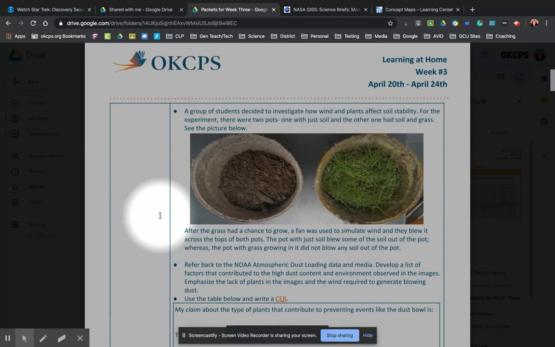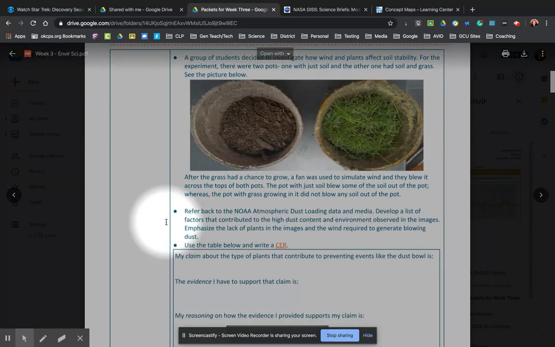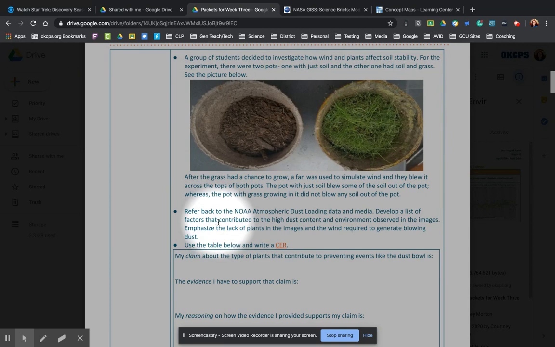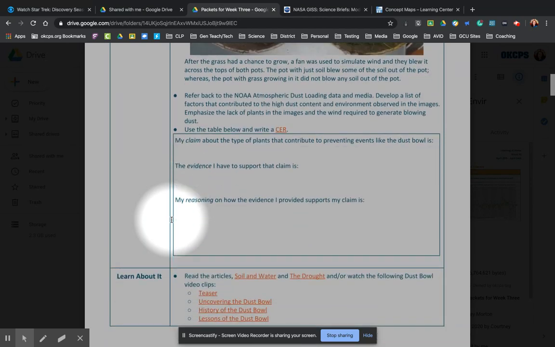Now, to get into a little experiment here, look over this material. And you're going to refer back after reading that this part up here, refer back to, and it should say, the NASA atmospheric dust loading data and media that we saw above. And then you're going to write a CER. Make sure you keep in mind what you wrote as your hypothesis.